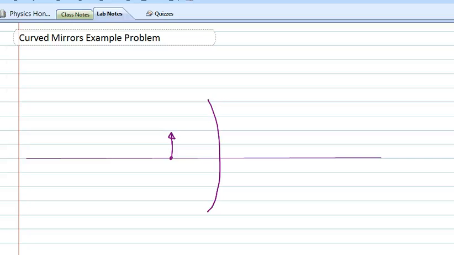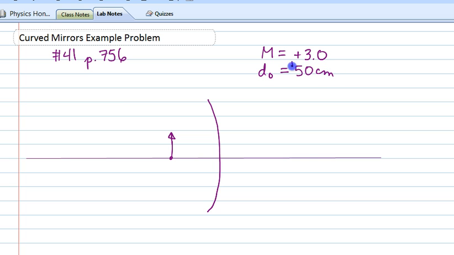Okay, welcome back everyone. In this video we're going to be looking at an example problem. This is actually number 41 on page 756. In this example problem, this is with a concave mirror, and we're given a magnification of positive 3.0, and we're also told that an object is located at 50 centimeters, and that's also positive. So we know that it's concave, and we are asked to find the type of image formed and its orientation.